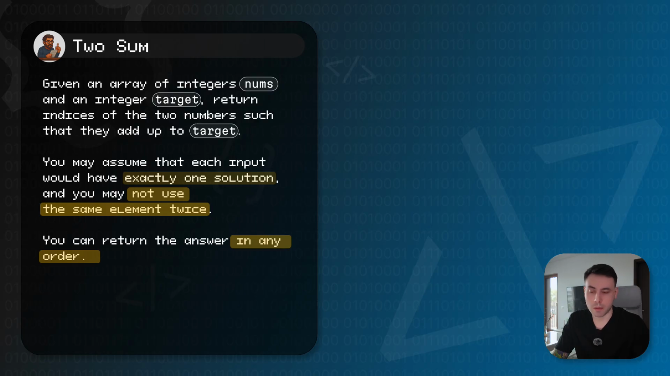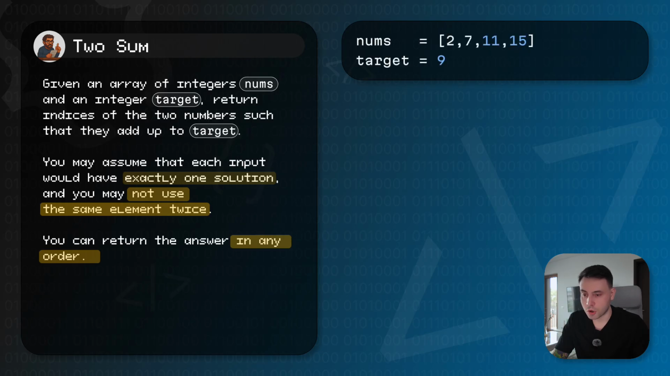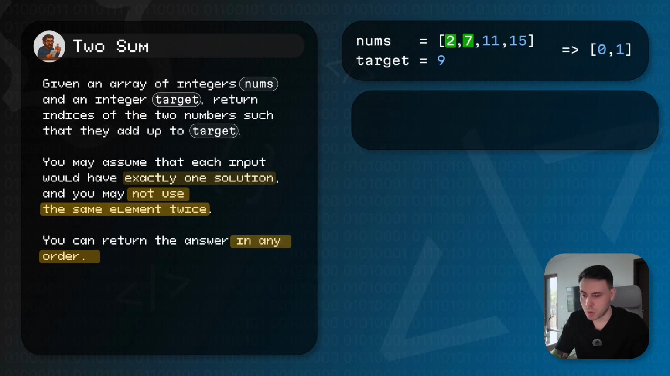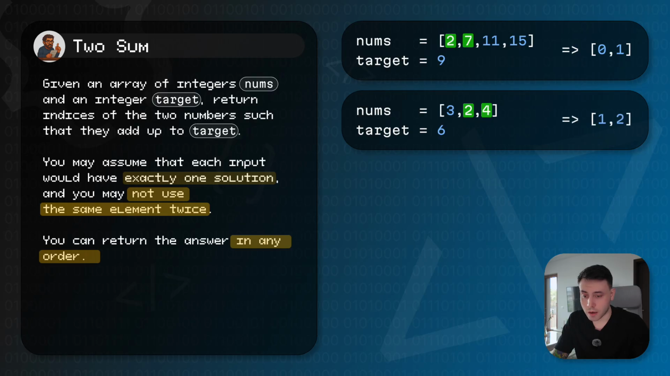Let's take a look at a few examples. First example. The nums array contains four numbers, 2, 7, 11, and 15. The target is 9. In this case, the numbers 2 and 7 add up to 9, so the correct answer is the indices of these numbers, 0 and 1. In the second example, we have three numbers in the array, 3, 2, and 4. In this case, the numbers 2 and 4 add up to 6. That's why the correct answer is 1 and 2.